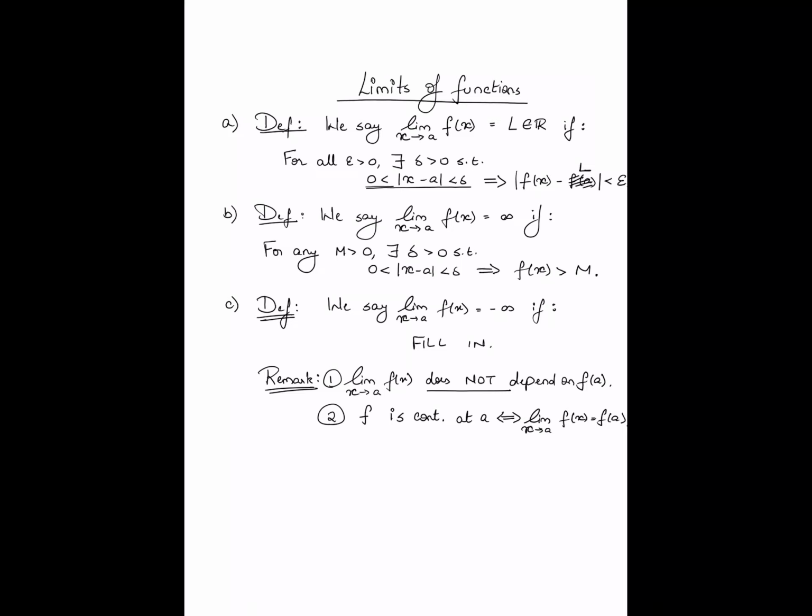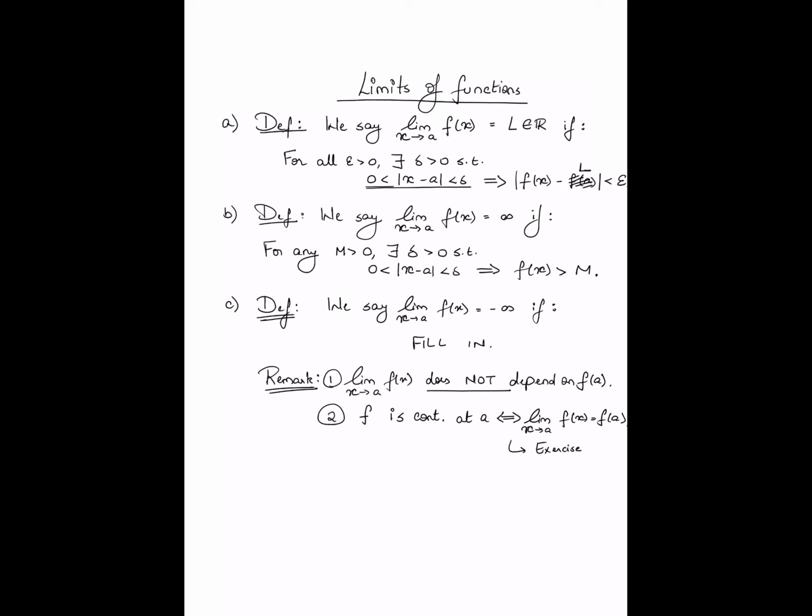Okay, so on one hand, the limit itself does not depend on the function value at a, and continuity of the function at a is equivalent to saying that the limit as x tends to a of f of x is in fact equal to the function value at a. Right, so again, I'm going to leave this as an exercise to you. Go back and use just the epsilon delta definition of continuity to argue that what I have written here as remark 2 is in fact true.